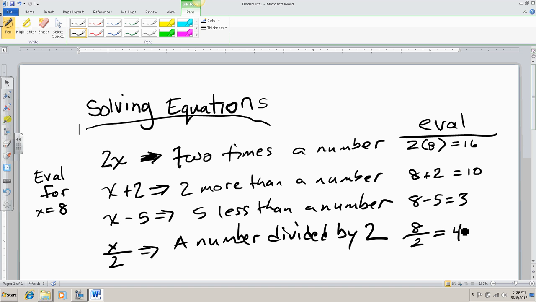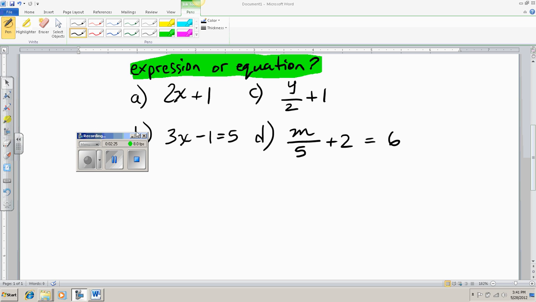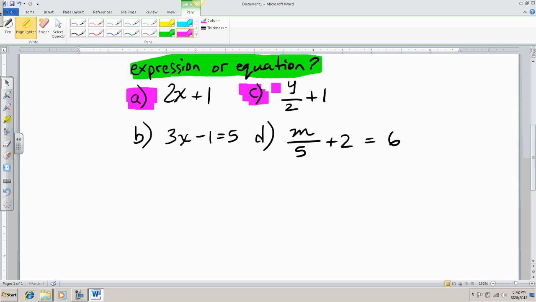So we can evaluate those, and those are not equations. You can say, hey, we're supposed to be solving equations, but expressions make up part of the equation. Okay, so what is this? Expression or equation? A, B, C, D here. We got 4 examples. Some of these are expressions and some are equations. A and C are different than B and D. What's the difference? A and C do not have a defined value for x or y. They can be evaluated for anything because that expression doesn't equal anything.